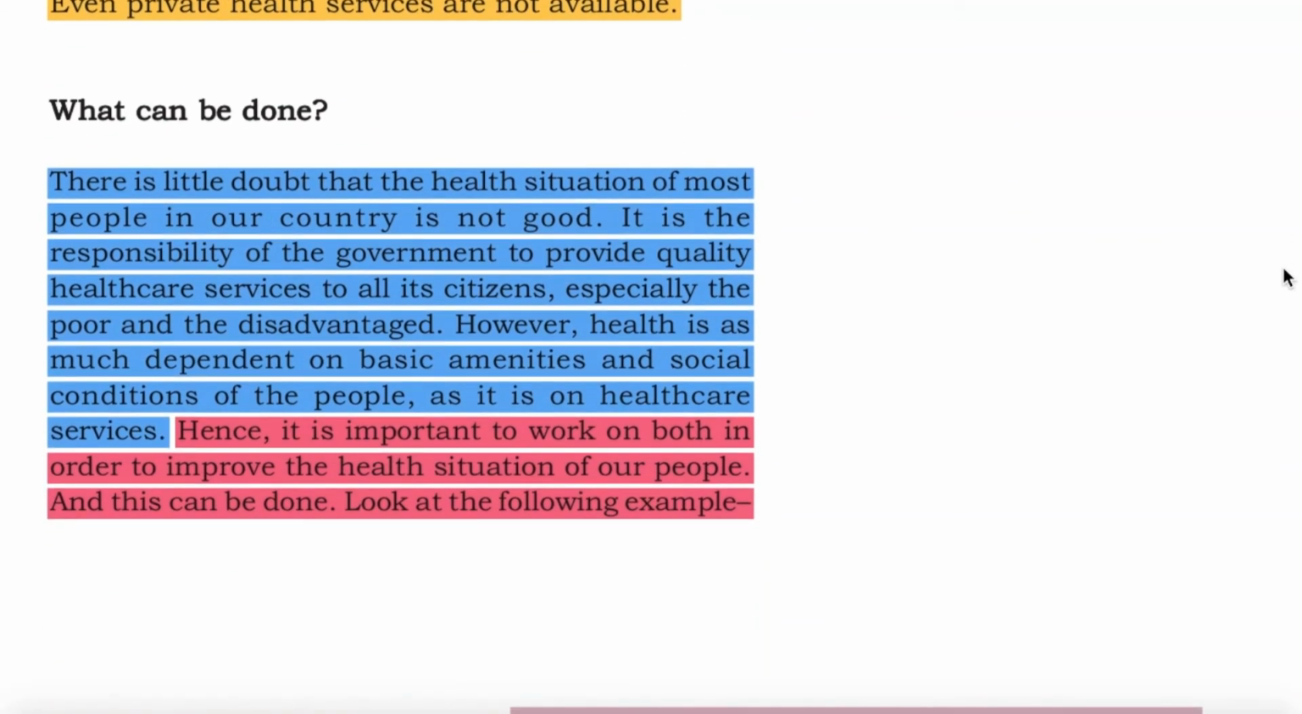What can be done? There is little doubt that the health situation of most people in our country is not good. It is the responsibility of the government to provide quality healthcare services to all its citizens, especially the poor and the disadvantaged. However, health is as much dependent on basic amenities and social conditions of the people as it is on healthcare services. Hence, it is important to work on both in order to improve the health situation of our people, and this can be done. Look at the following example.